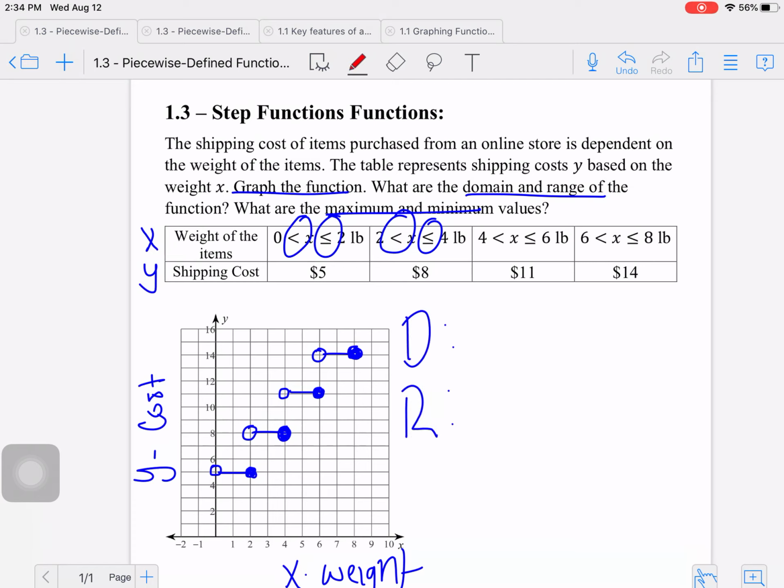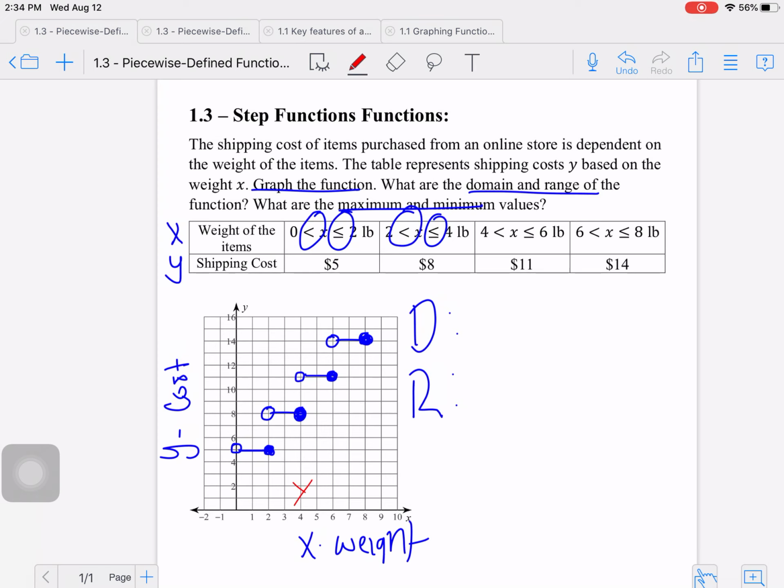So the domain, well, what's my starting value? Remember that domain is from your X, and it goes from left to right. So what is the left? When does my function stop as I go to the left? Well, it stops right here, and that is 0, right? So that's the X value, 0. So it starts at 0.